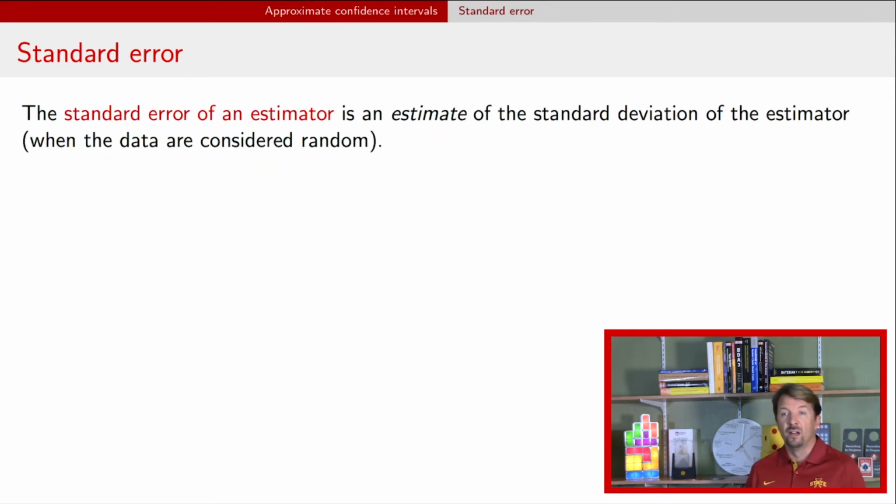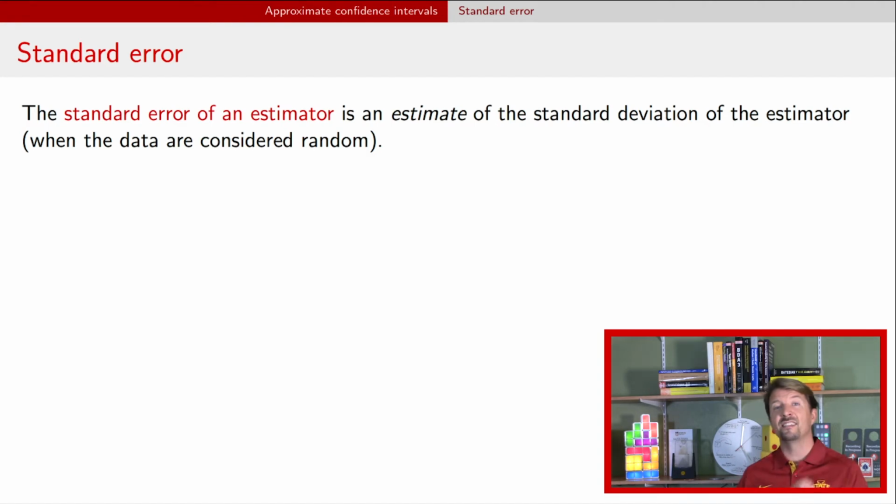Okay, so we're going to move on now. That was the one example where we could talk about exact confidence intervals. And we're going to move on to talking about approximate confidence intervals. And to talk about approximate confidence intervals, it's going to be convenient to remind ourselves what the standard error of an estimator is.